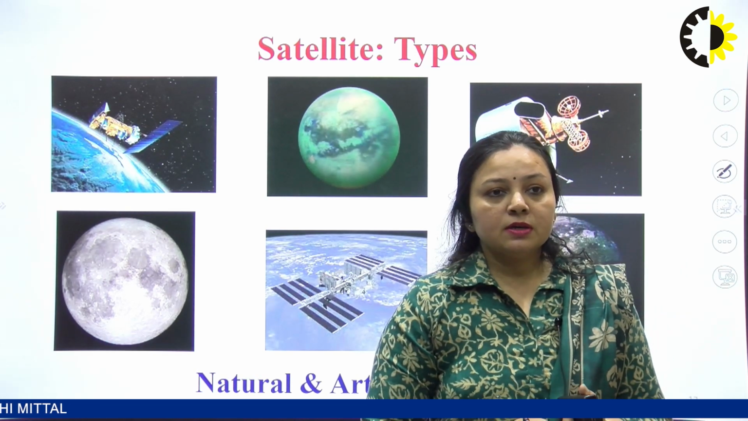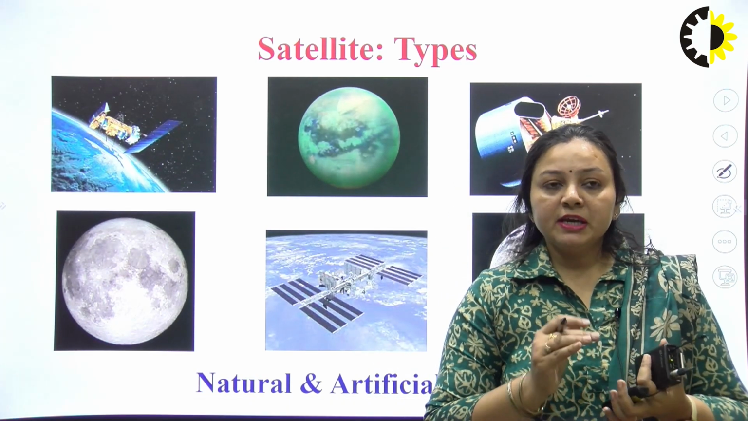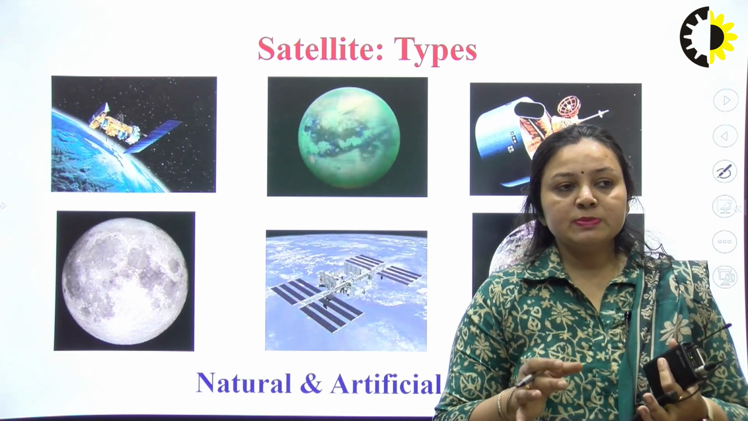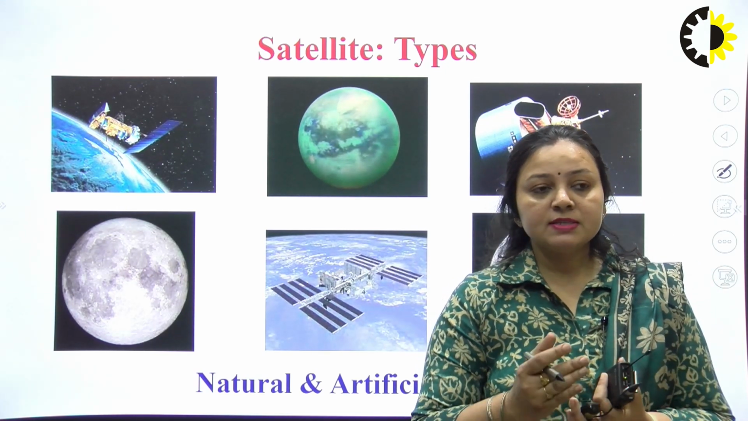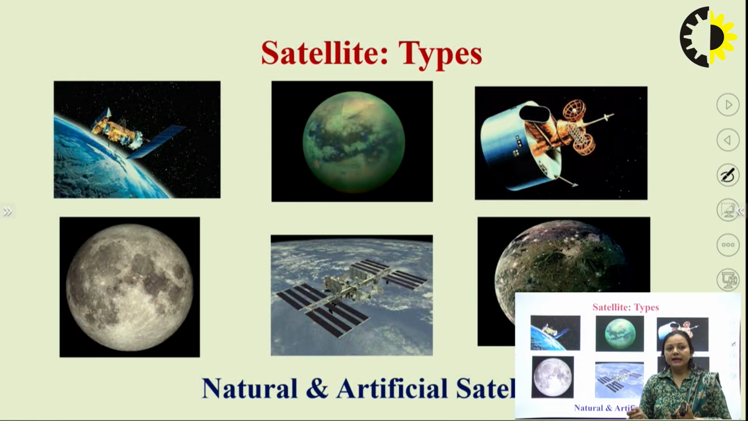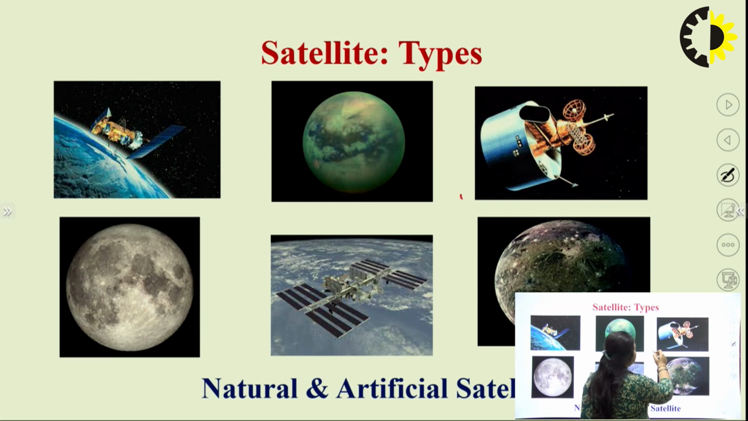Now, coming to the types. We have seen that we can have types as per their material. If they are already existing in nature, we call it a natural satellite, and if they are man-made, or the scientists have launched the satellite, they are artificial satellites. The planets are our natural satellites, and you can see some pictures which show that we have some other artificial satellites.